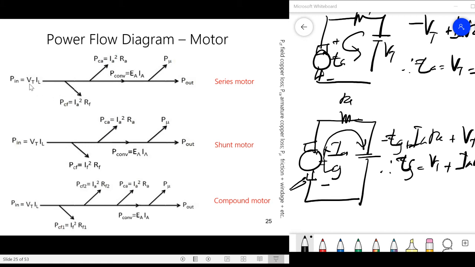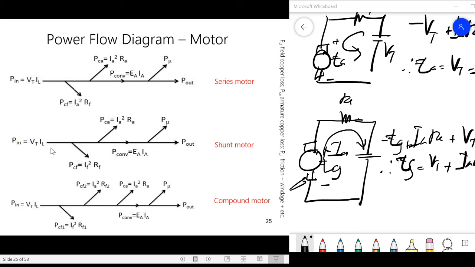Kalau you tengok, convert from electrical. Nampak ni? Ni electrical, VTIL. So, kenapa tak ada cos theta? Mana ada, sebab dia adalah DC. Kan? VTIL je lah. DC. Mana ada angle cos theta? Kemudian kita ada PCF, IF squared RF, sebab series kan. Kemudian kita ada PCA, armature copper loss, P converted EIA, kemudian kita ada P miscellaneous.